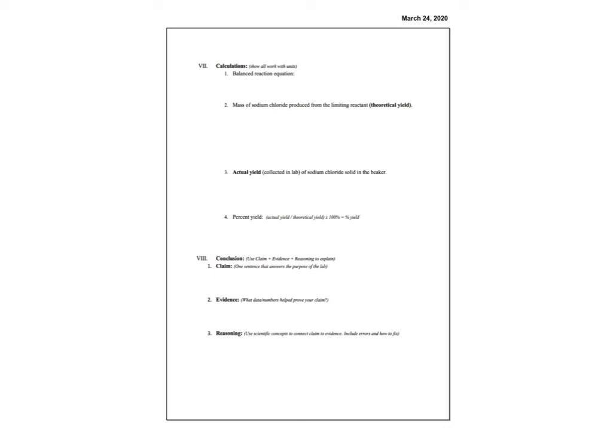So there's calculations, and it says show all work with units. So you will have a balanced reaction. You need to find the mass of sodium chloride produced from the limiting reactant, which is your theoretical yield. So this is going to be our BCA table. We need our actual yield. So this is going to come from lab data. How much did we actually collect? And then our percent yield.